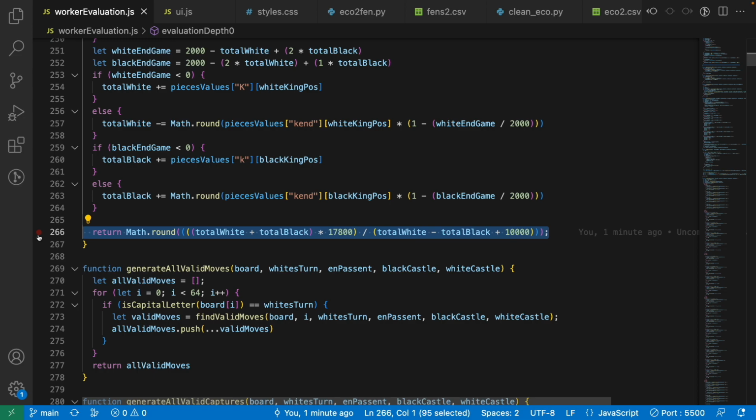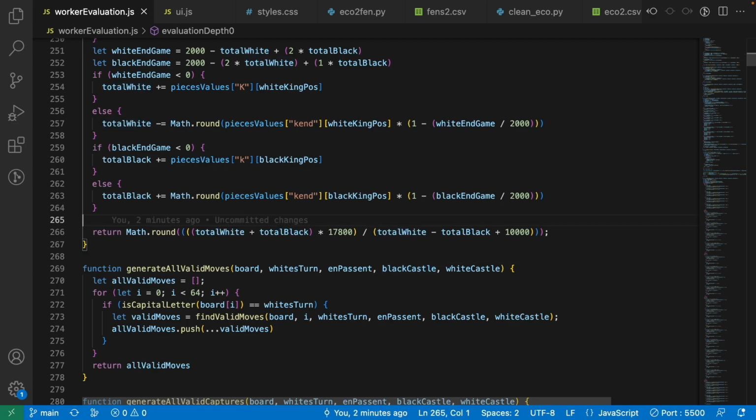So that's when the depth has reached 0 and it's done calculating, and it just wants to find the value of a position. Here, we can see I use this long, complicated line, where total white is the total value of white's position, total black is the total value of black's position, total white again, and total black again. Black's position is going to be negative since their piece values are negative, and total white will be positive because their values are positive.